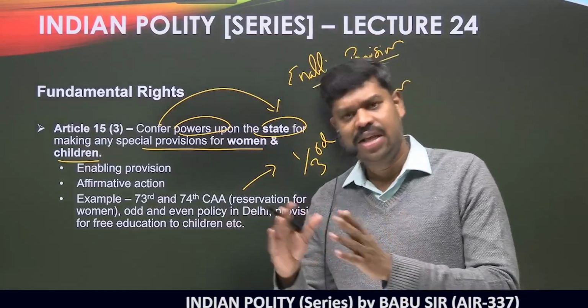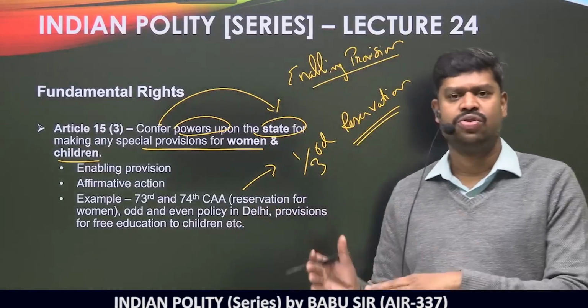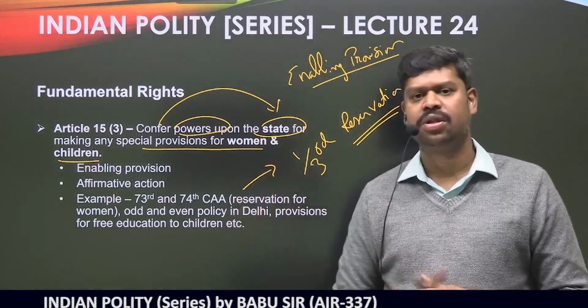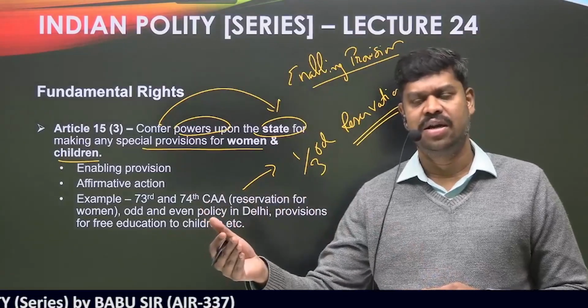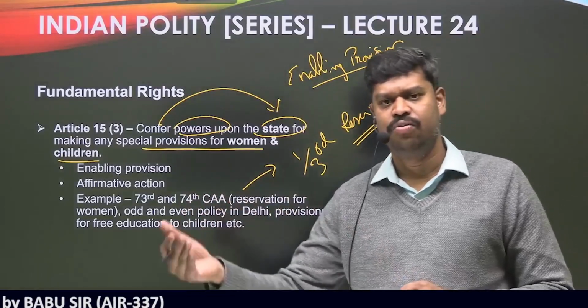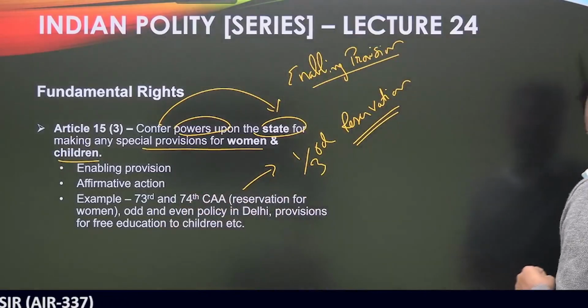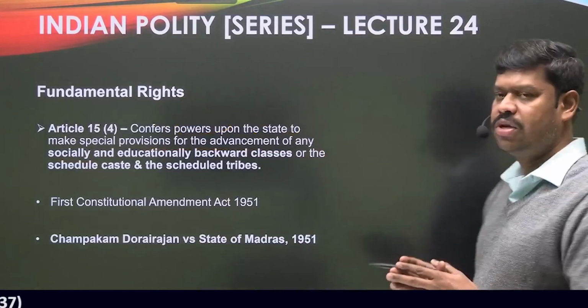So we have other provisions also, other rules also, articles also, which are again based on the principle of what is called equal protection of laws, and one such article is Article 15 Clause 4. So we'll move to the next article, Article 15 Clause 4. And this is again based on the principle of what?